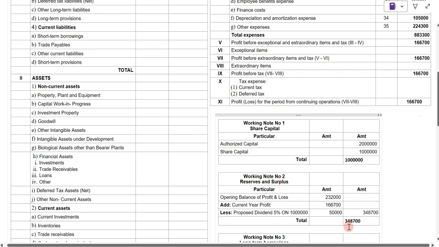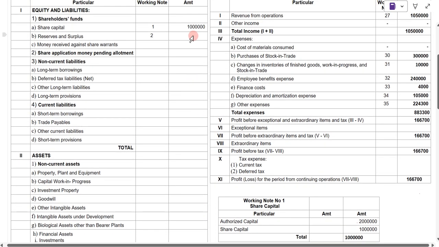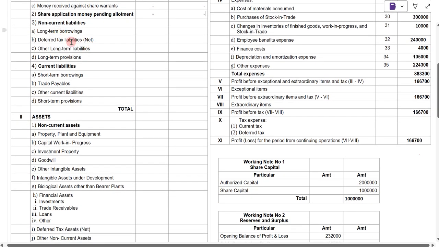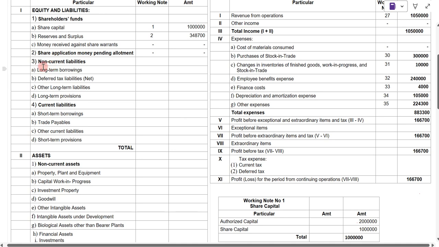The total of note number 2 is 3,48,700. Now money received against share warrants, there is no entry, so leave it blank. Then share application money pending allotment, nothing, leave it blank. Now next is non-current liabilities. Under non-current liabilities there are long-term borrowings, deferred tax liability, other long-term liabilities, and long-term provisions. We have long-term borrowings.